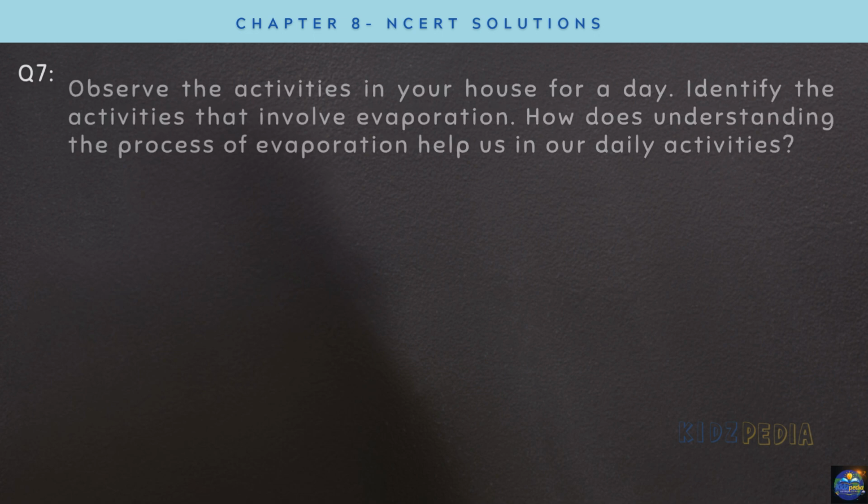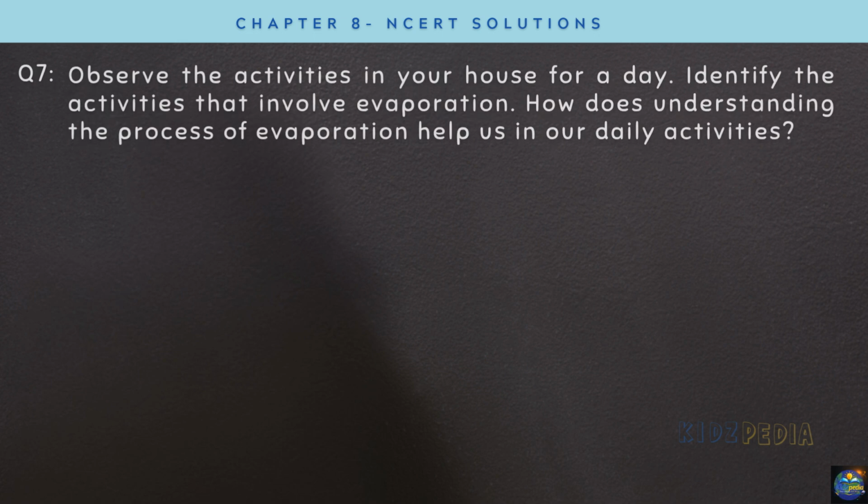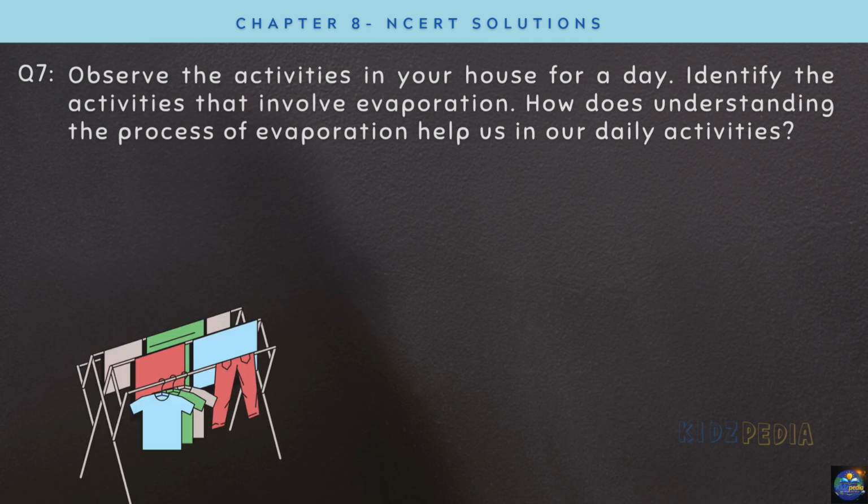Next question. Observe the activities in your house for a day. Identify the activities that involve evaporation. How does understanding the process of evaporation help us in our daily activities? Evaporation happens in many daily activities at home. For example, drying clothes in sunlight.